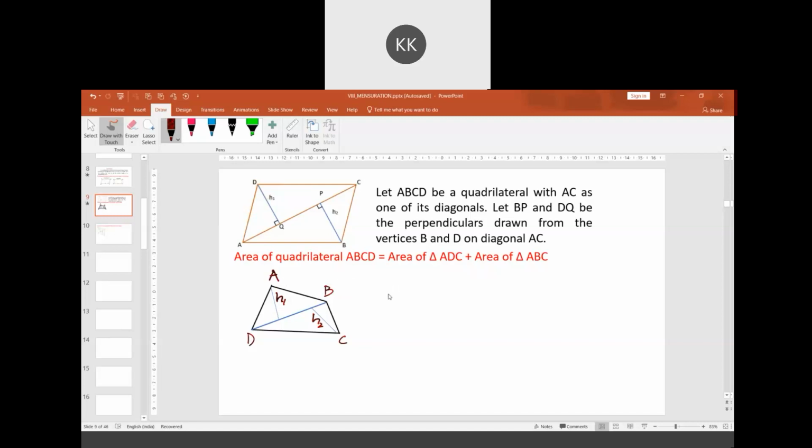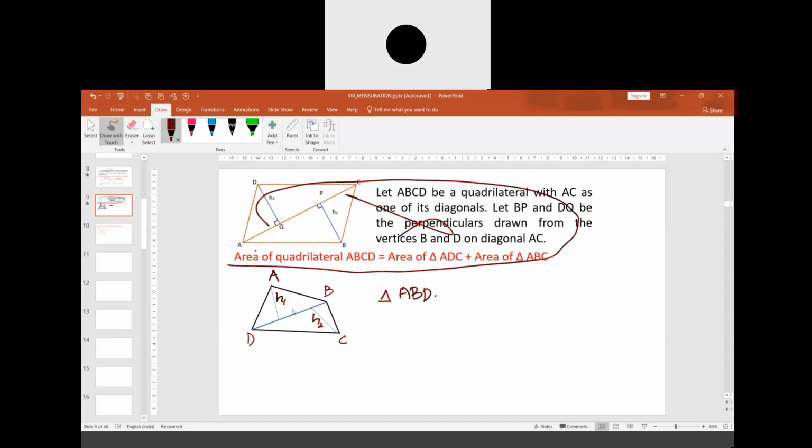One of the triangles is triangle ABD. Please don't look at the one above, you just see this ABD. One more triangle is triangle BCD. These two triangle areas added give the area of quadrilateral ABCD.